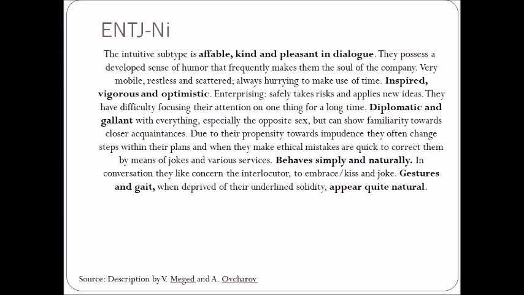They are polite and kind and pleasant in dialogue. They look inspired and vigorous and optimistic. Diplomatic is also a key word, so they tend to be very approachable and engaging and understanding of other people. They behave very simply and naturally, so this tends to be a very simple approach when approaching people. They don't have hubris, they don't have a sense of pride when expressing themselves. They're very modest in their approach, but because they're extroverted, it's an extroverted sense of modesty that you'll notice.